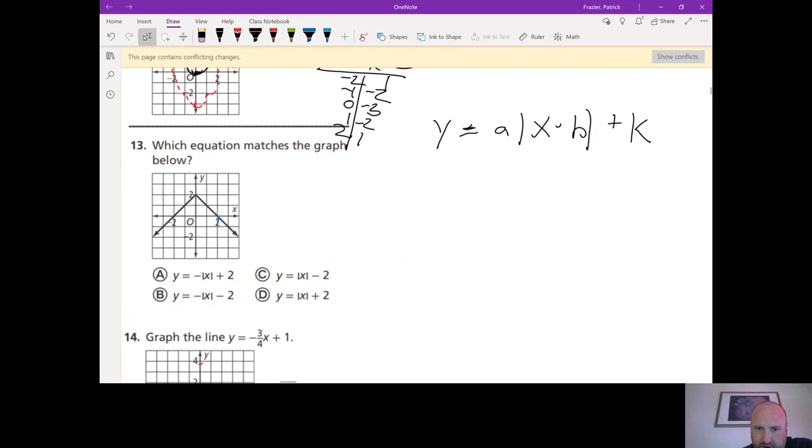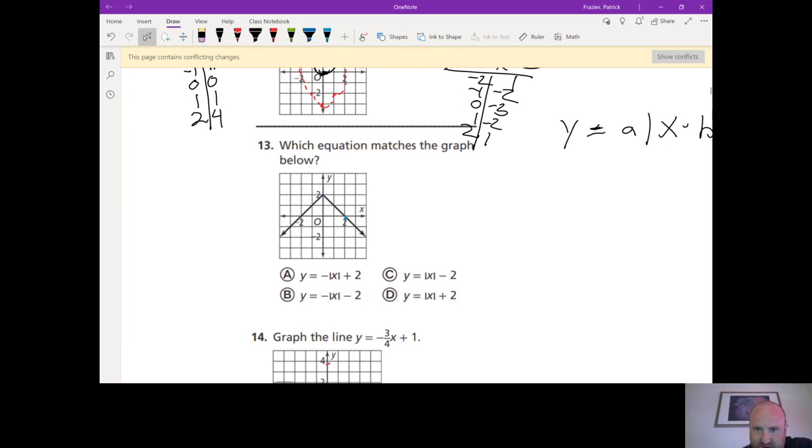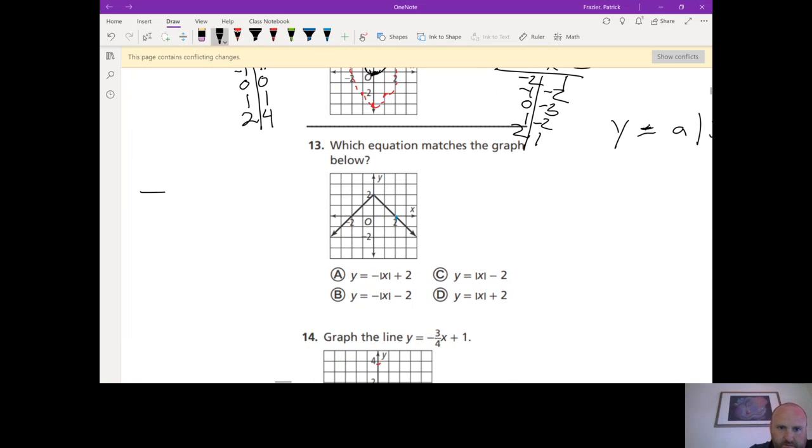And let's look at the parent function before we go into too much detail. The parent function would just be, we'll go back.